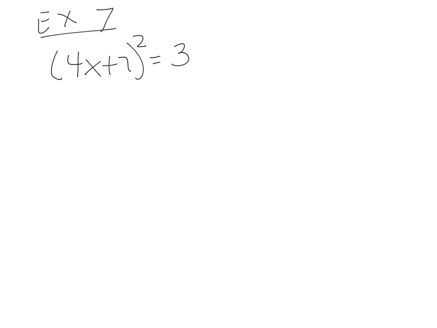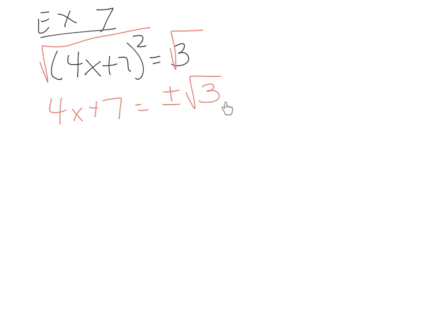All right, for example 7, on page 226, we're going to start with the expression (4x plus 7) squared equals 3. And we're going to use the same method here. We're going to square root both sides. So this becomes 4x plus 7. Don't forget here that you actually have two different possibilities, the positive and the negative square root of 3.